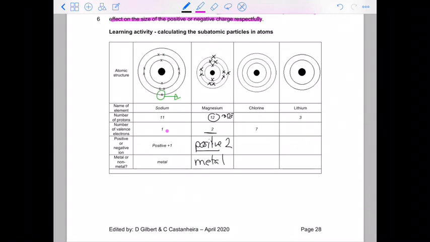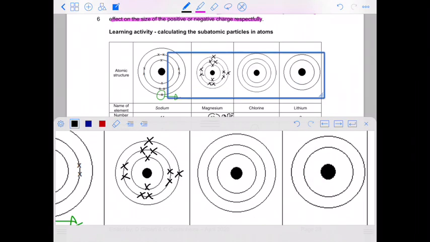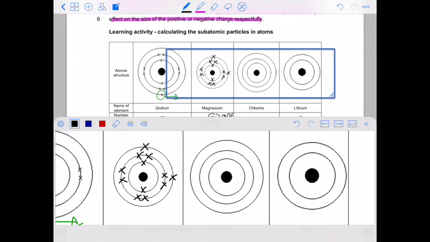Chlorine. So this is one we've done. So I'd like you to just pause the video and draw in just the electrons for chlorine itself. Noticing that it has 7 in its outer shell and it's in period 3. So because it's in period 3, we know 3 shells need to have electrons in them.